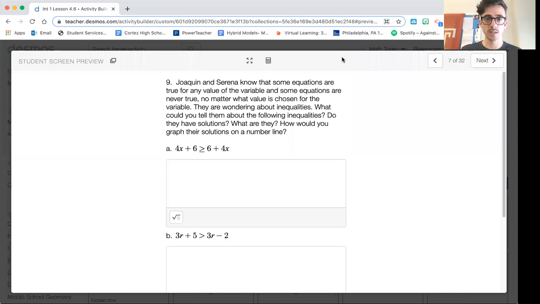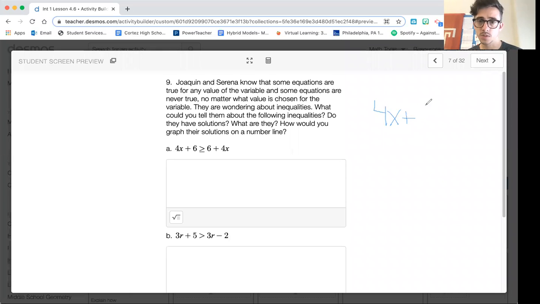Joaquin and Serena know that some equations are true for any value of the variable, and some equations are never true, no matter what value is chosen for the variable. They are wondering about inequalities. What could you tell them about the following inequalities? Do they have solutions? What are they? How would you graph their solutions on a number line? Well, let's just try to solve them. I think that's the easiest way to do it.